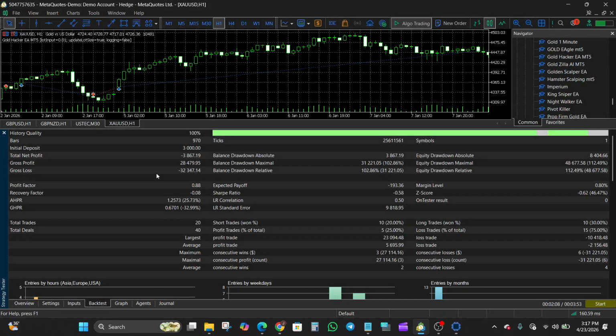Now this is not looking good. We had an initial deposit of 3,000 US dollars. Net profit was negative $3,867. So the account was blown, and we can see that the total trades taken were 20 trades. 10 trades were short, with a 20% win rate. Long trades were just 10, with a 30% win rate.